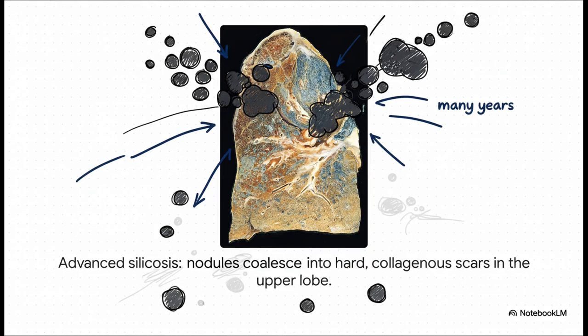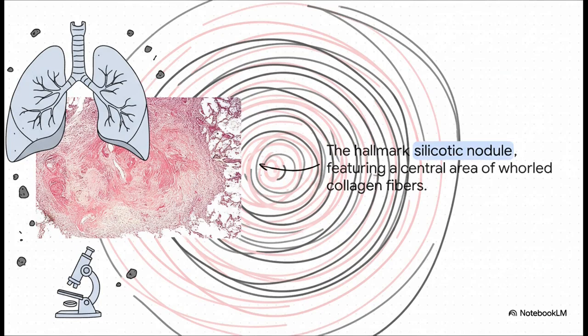So let's come back to that first picture we saw. This is a perfect example of advanced silicosis. You can see it now, right? The damage, this hard, dark scar, is concentrated in the upper part of the lung. This is what happens when thousands of tiny nodules merge together over many, many years. It's really quite tragic.